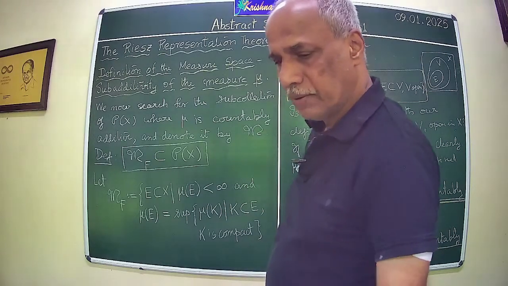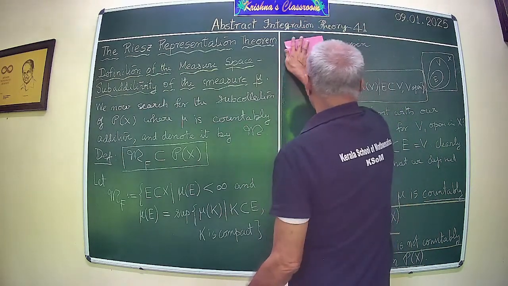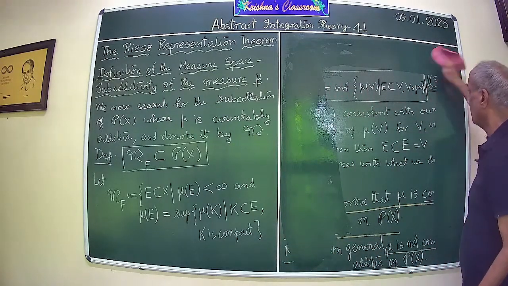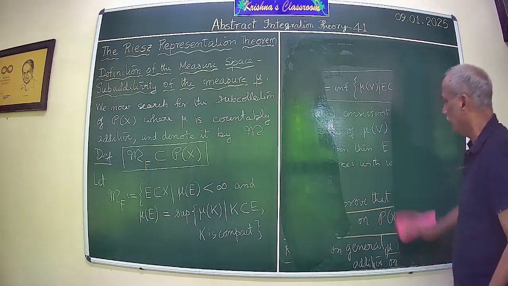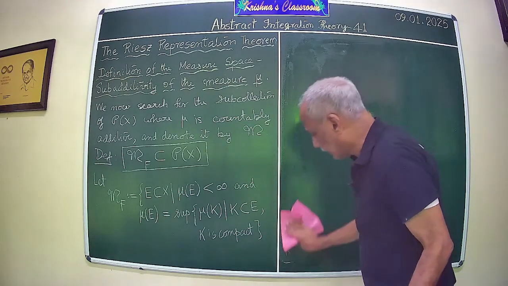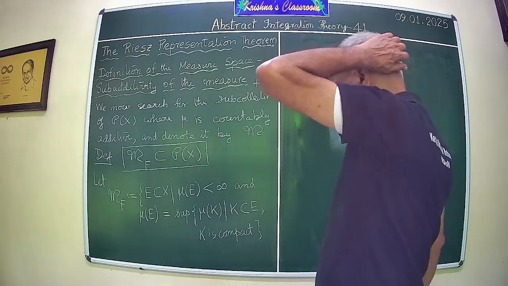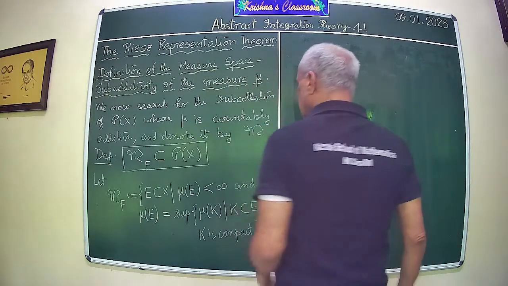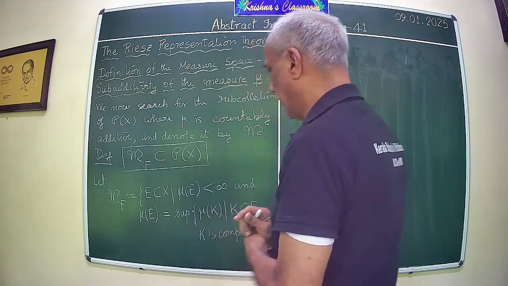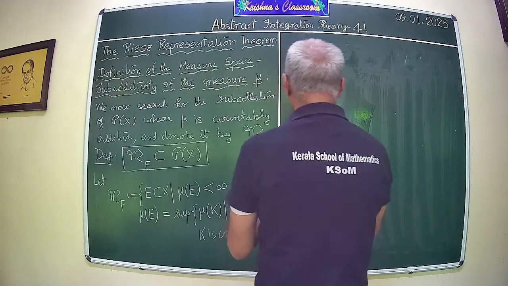Okay. So let me make some remarks on this. Let me tell you what we are doing. What we are going to make as the definition of MF is an intermediary definition. So what is it? It consists of all those E for which mu E is finite and mu E is equal to the supremum of mu K, where K is contained in E and K is compact.